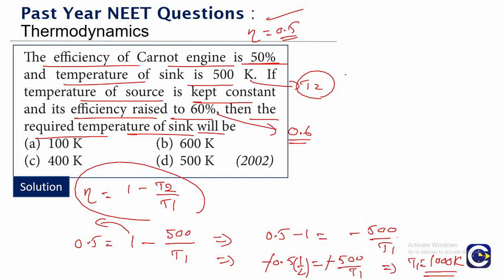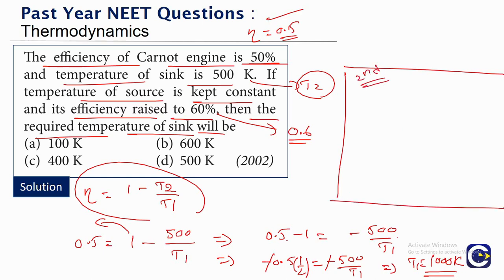Now in the second scenario, I'll just write it down here. Second scenario, what are we doing? We are not changing the source temperature. Source is as it is, but we want to increase the efficiency. Efficiency factor now is 0.6. It becomes equal to 1 minus T2 dash, the new sink temperature. Only sink temperature is going to be changed, divided by source, we keep as it is, which is what? 1000.